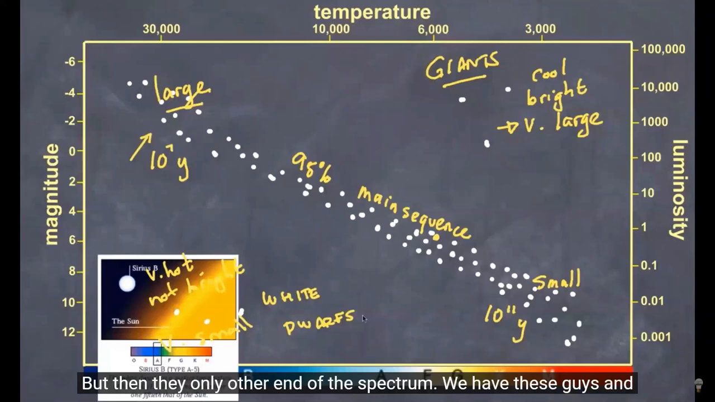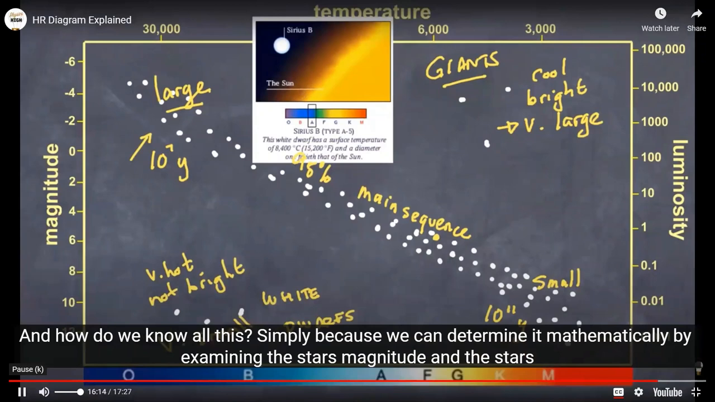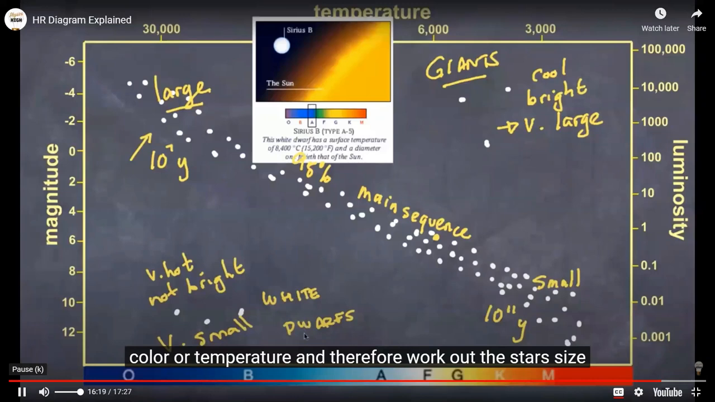But then on the other end of the spectrum, we have these guys. And this is an example of Sirius B. It's a white dwarf. It's hot, but clearly it is very small. And how do we know all this? Simply because we can determine it mathematically by examining the star's magnitude and the star's color or temperature, and therefore work out the star's size.